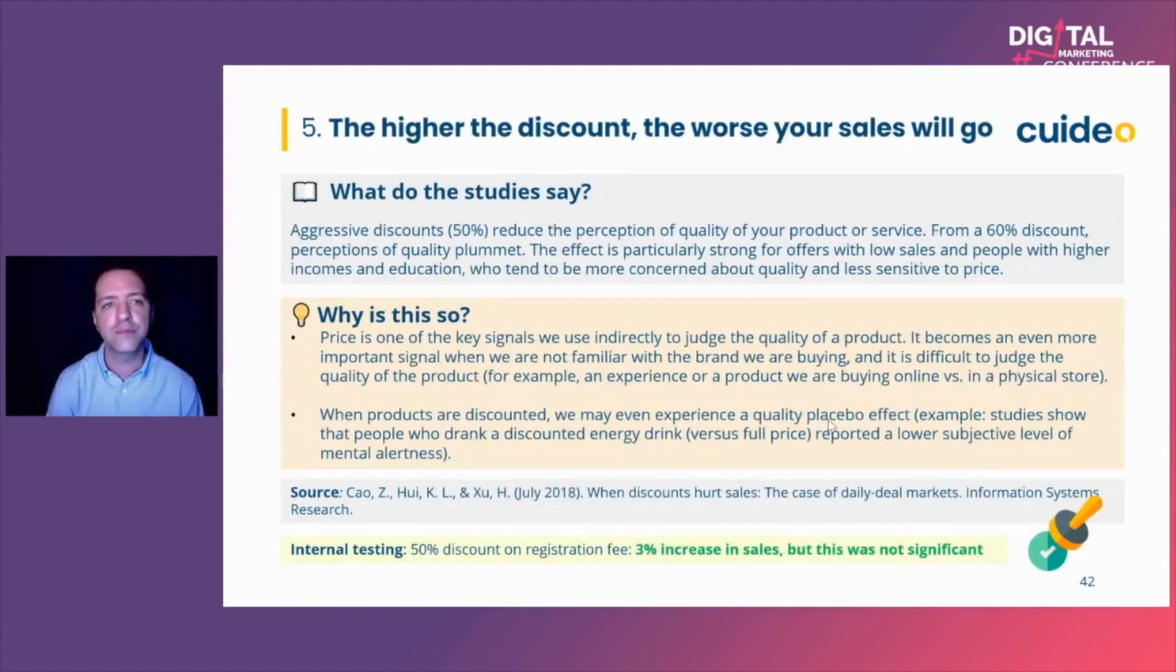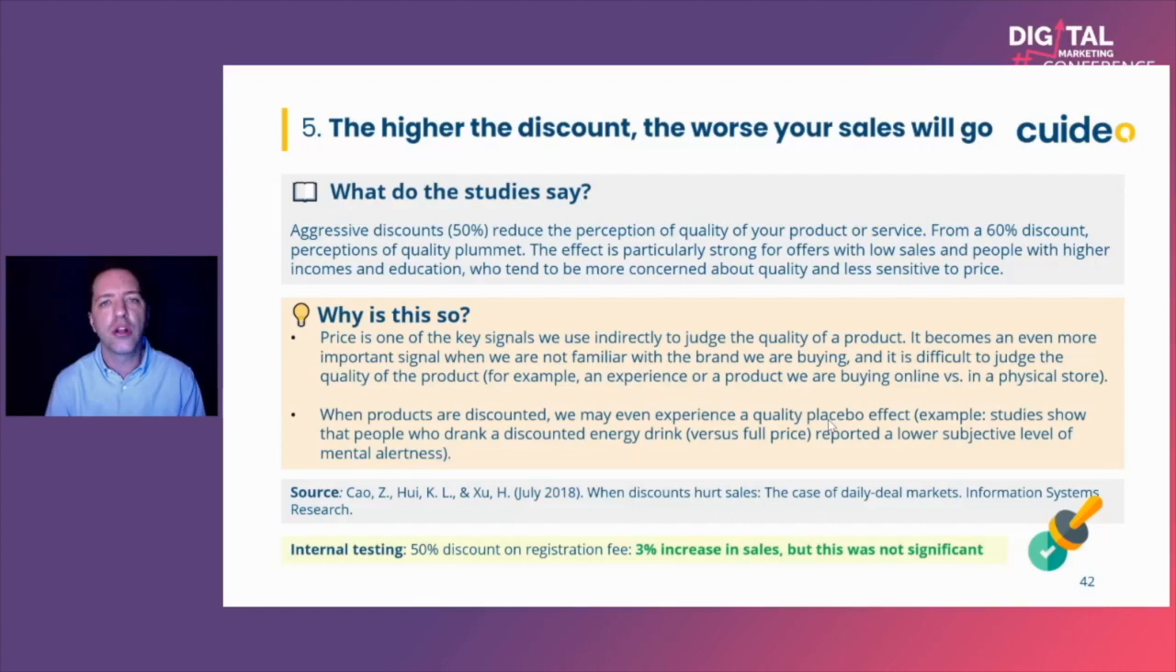And then the last one, just to finish, and with that, we're also finishing the presentation. So the higher your discount, the worse your sales will go, right? And again, this might seem a bit more counterintuitive, right? Because obviously, the higher your discount, I mean, more people will buy, right? And technically, that's true. But what are studies saying? Well, aggressive discounts of more than 50% reduce the perception of quality, right? And from a 60% discount, it completely plummets, right?